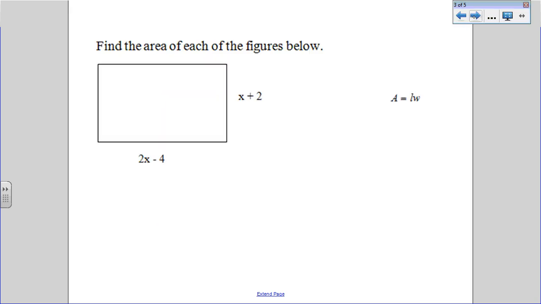Beautiful. Ladies and gentlemen, we're going to take a look at some area formulas on the back side. So let's show you guys how you can use this, because you are going to be using it this way in your homework tonight.